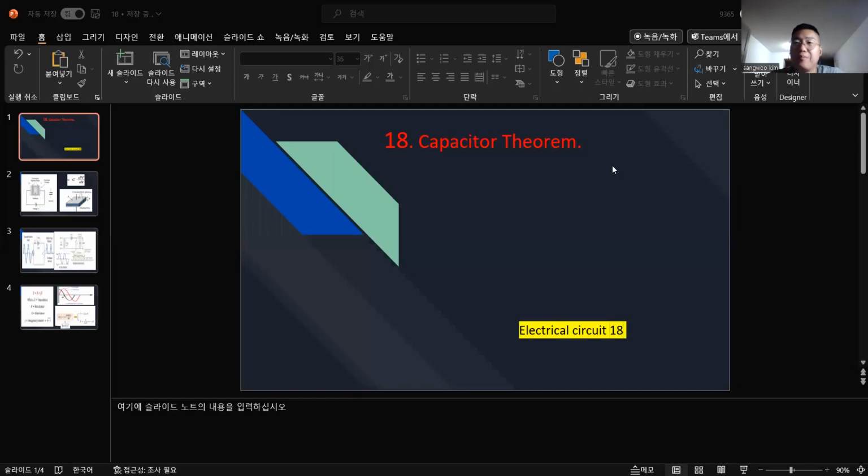Hey guys, today let's review the capacitor. Okay.